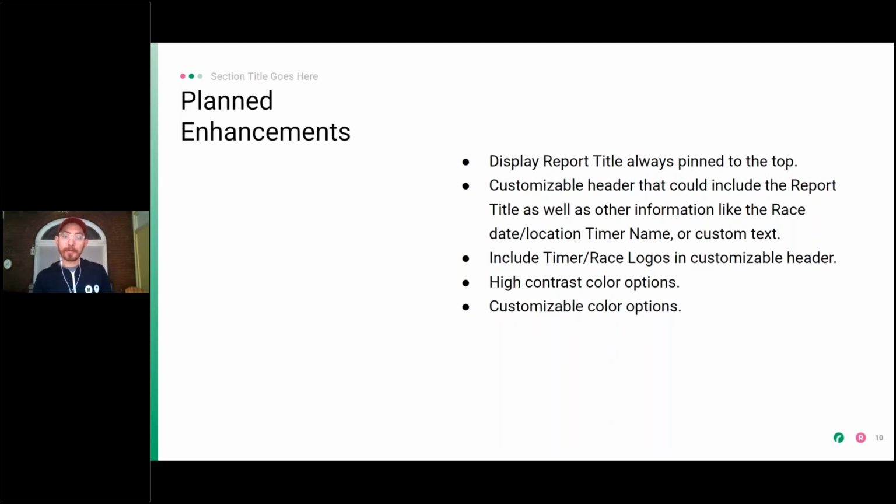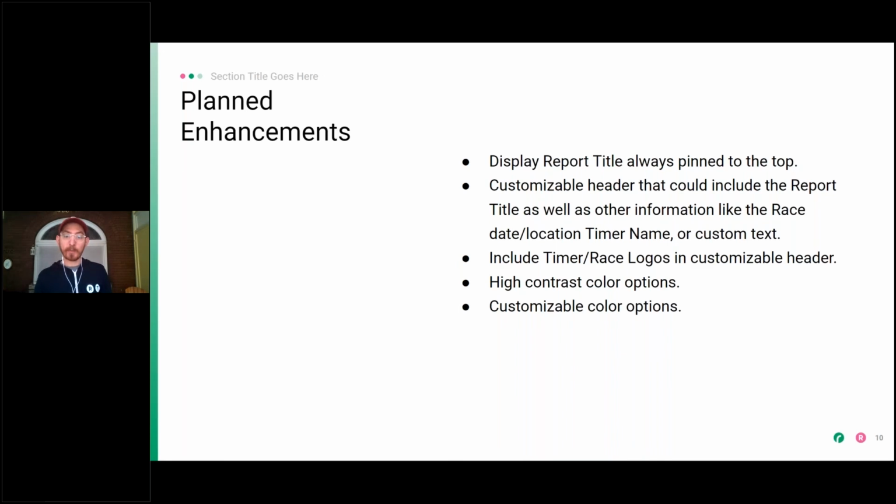Some further down the road items that we want to work on are adding a customizable header that could allow you to add in the report title, as well as other information like the race date, location name, the timer name, or custom text. You could add in things like what the weather was like, what the course conditions were, things like that. Especially for cross country, they like to see that.